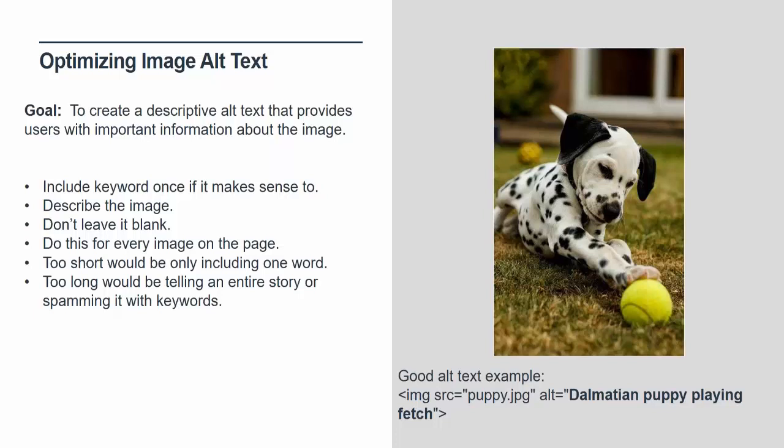It's also a great opportunity for SEO. So for the images on your website, use the alt text, the image alternative text, and pair your images up with the keywords while also describing them.